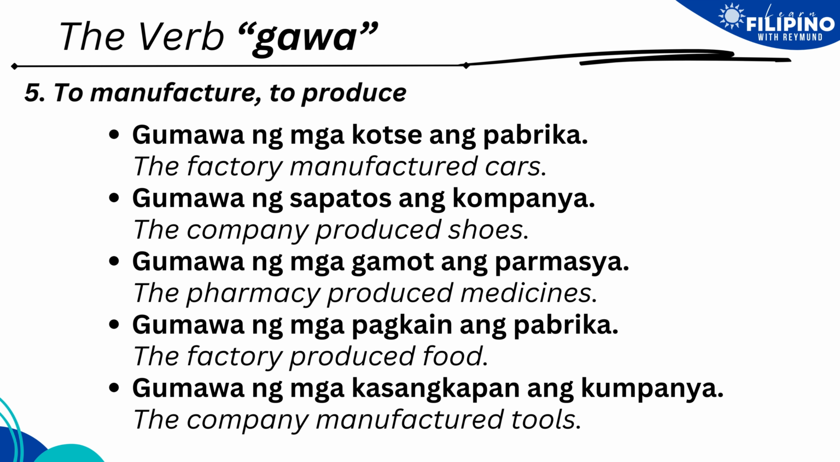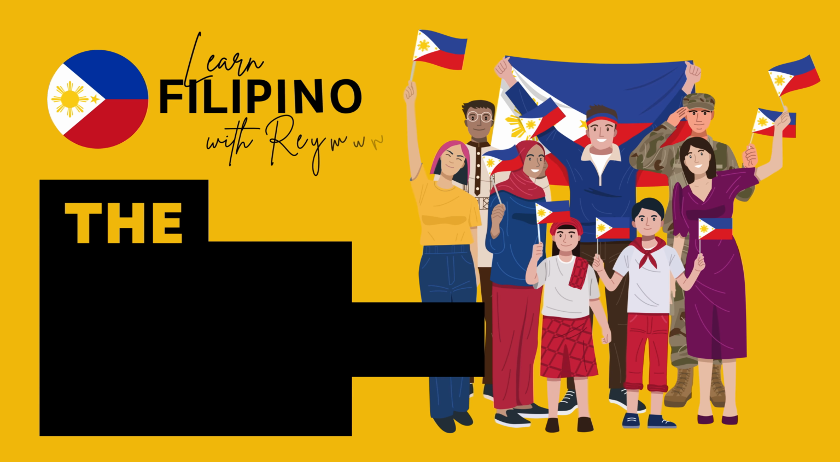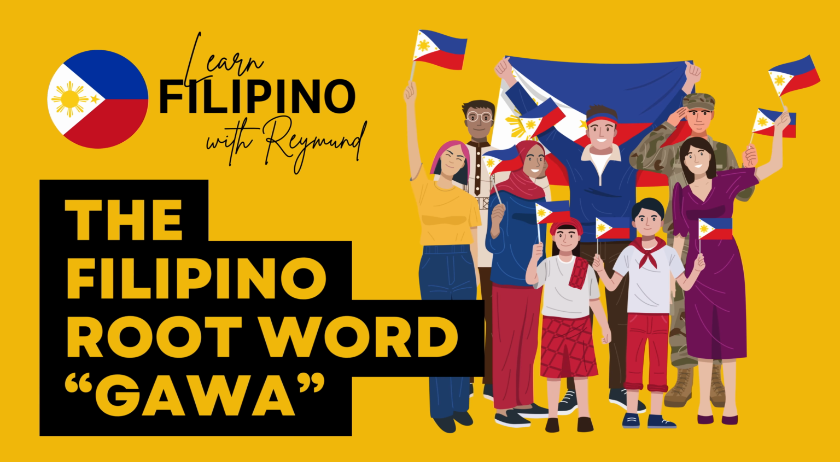Gumawa ng mga kasangkapan ang kumpanya. The company manufactured tools. So a kasangkapan is a tool and then a kumpanya is a company. So gumawa ng mga kasangkapan ang kumpanya. And that is all about the Filipino root word gawa.